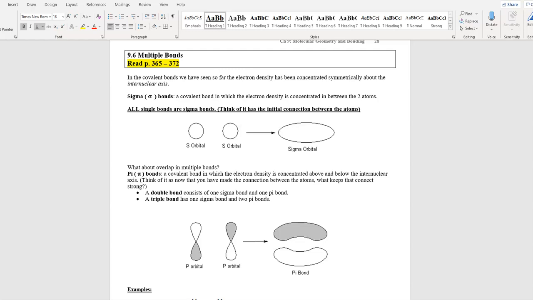All right, AP 9.6, the last section in the chapter. We're going to talk about multiple bonds.